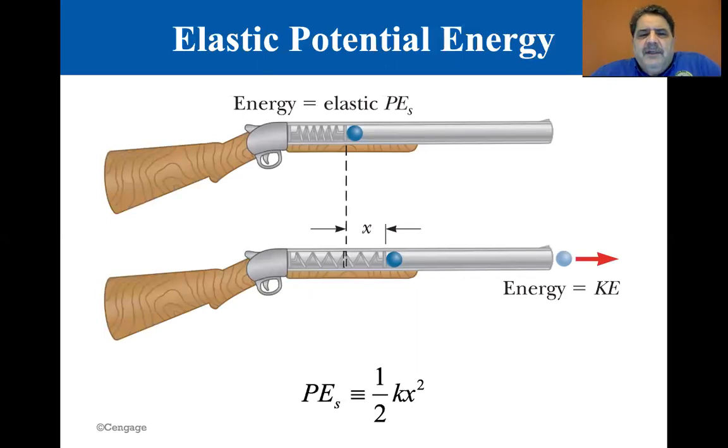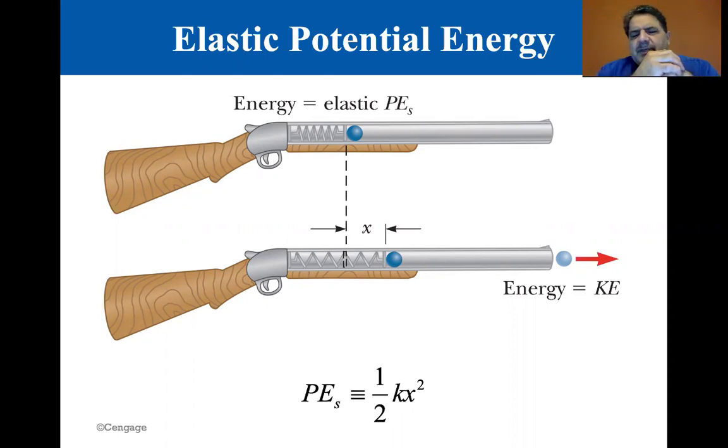We see here a little toy gun with a spring and a little ball that you load into the chamber, and you can see that you compress the spring. You push the ball, you compress the spring by an amount x, and the potential energy is equal to 1/2 kx squared. The spring potential energy is equal to 1/2 kx squared. That's a formula you should have learned in topic 5 on energy.